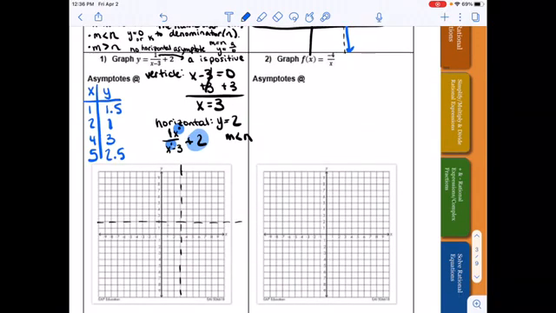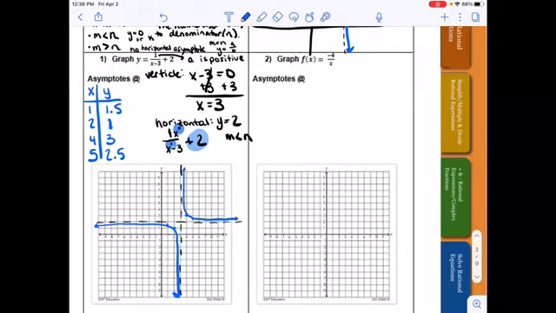So I go over 1, up 1.5. I go over 2, up 1. And then I can kind of sort of sketch it in. We didn't really have a ton of extra information, so it's still a pretty rough sketch. But it gives us enough to know what side of the asymptote it is on. And then we draw it in, like so.